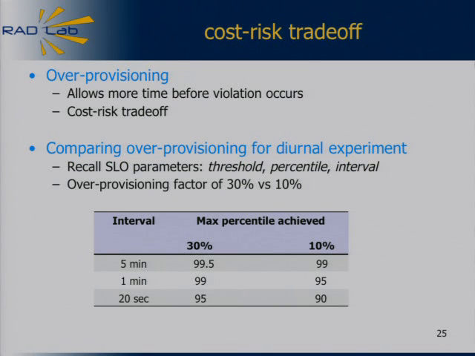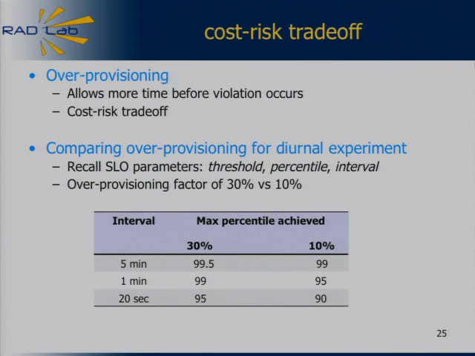So if we look at the diurnal results as far as SLO, and remember our SLO is made up of a couple of parameters. There's the threshold, so in our case it was 100 milliseconds, the percentile, so 99th percentile, and the interval over which it's evaluated. So you can have, say, 1 minute, 5 minutes, 20 seconds, that type of thing. So in the table you see, for different intervals and also for different over-provisioning factors, 30% versus 10%, what was the maximum percentile that we actually could have achieved during that experiment?